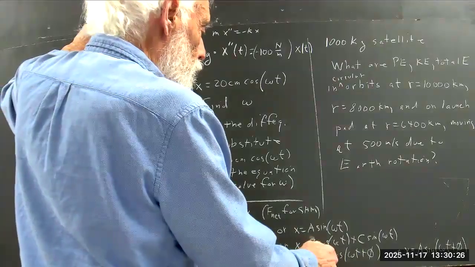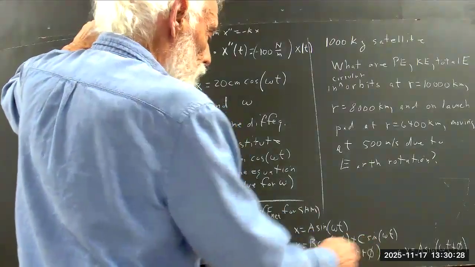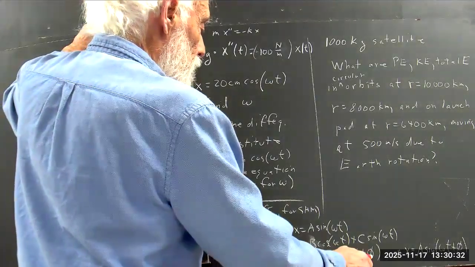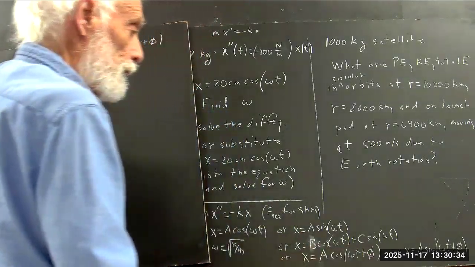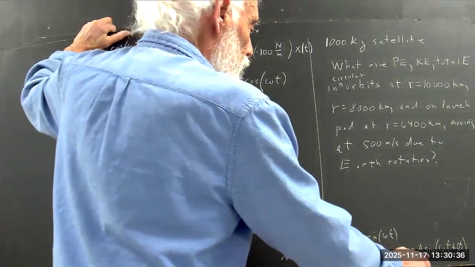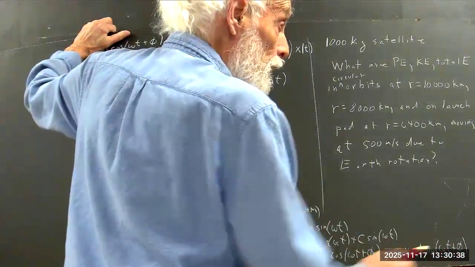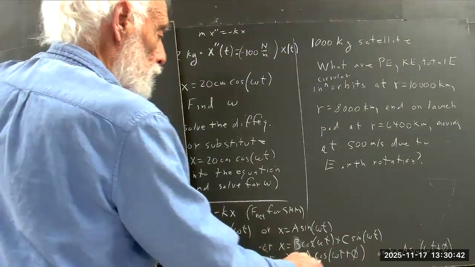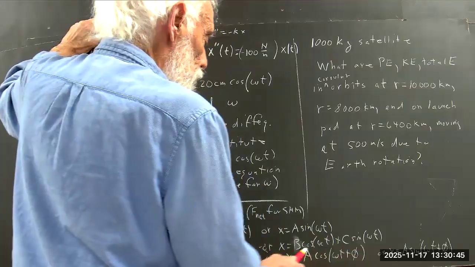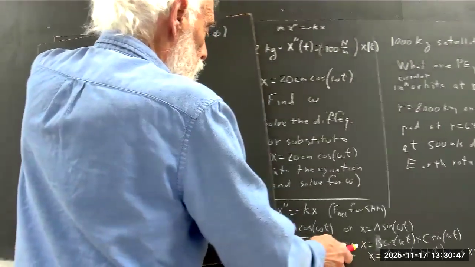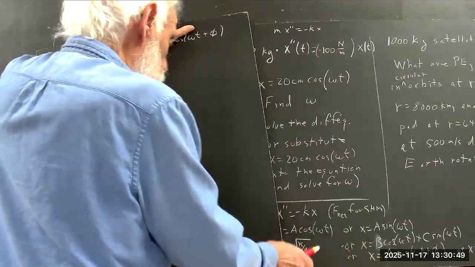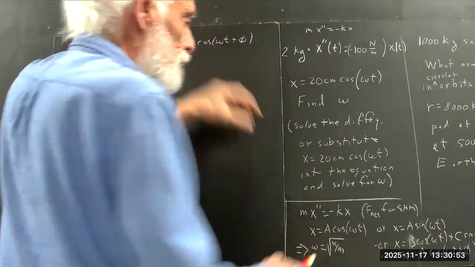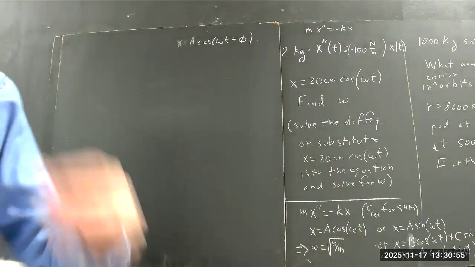B times the cosine of an angle plus C times the sine of an angle can be written as A times the cosine of omega t plus phi, phi being the phase angle, or x equals A sine of omega t plus phi, phi being your phase angle. And the phase angle if you use the cosine and the phase angle if you use the sine just differ by 90 degrees. And that's simple high school trigonometry.